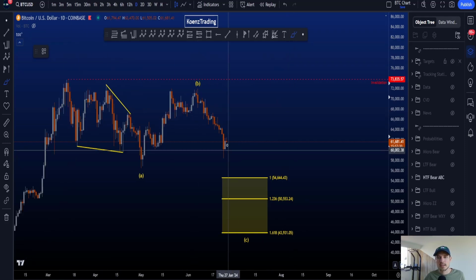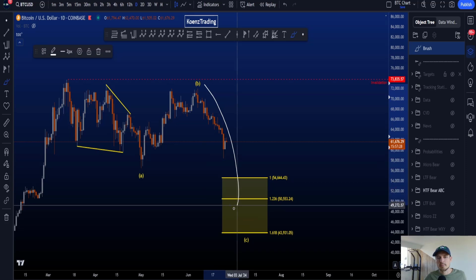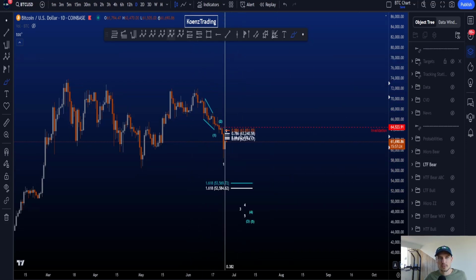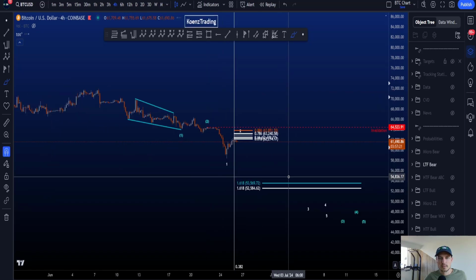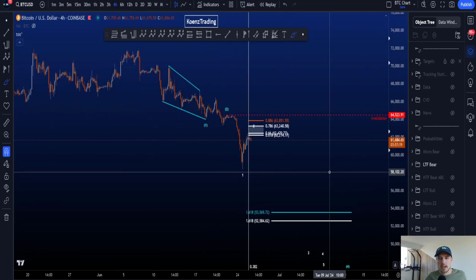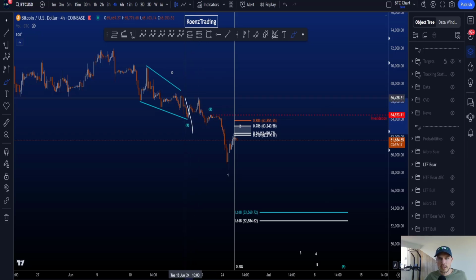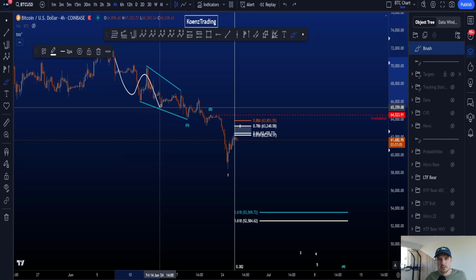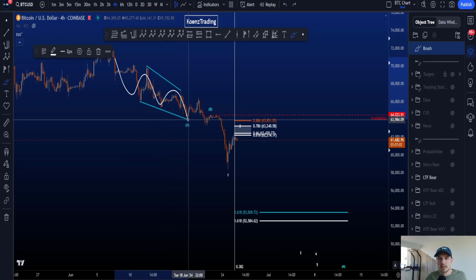Now in this case, we are then looking for an impulse to the downside on the lower time frame. So if we then zoom in to the 4-hour time frame, then we have a double 1-2. Your first wave 1 is a leading diagonal again, 1, 2, 3, 4, and then a wave 5 in a wave 1.